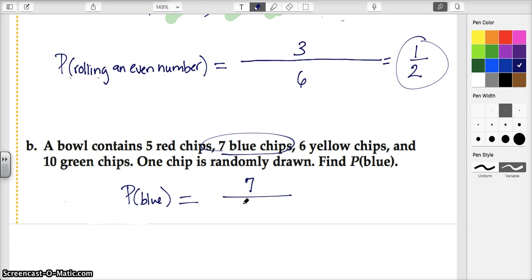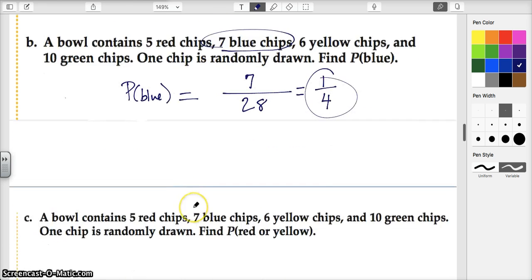So that's 7 things could happen out of the 28 possible things that can happen. 7 things that I desire, right? 7 different ways to pull a blue chip. And that's out of 28 different things that can happen. And of course, I can reduce that to 1/4. So the probability of selecting a blue chip is 1 out of 4.